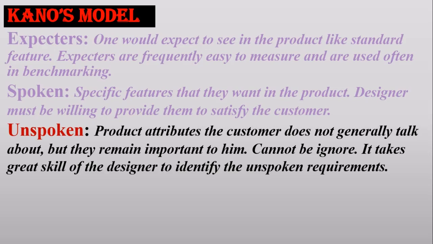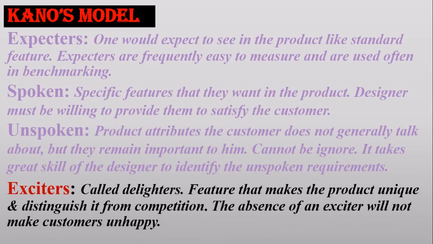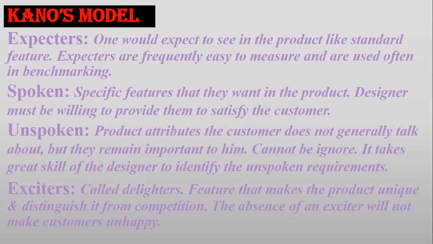It takes great skill from the designer to identify the unspoken requirements. It is the design team's part to identify the unspoken requirements, which must be included in the product even though customers do not mention them. And last is the exciter category, called the delighters: generally features that make the product unique and distinguish it from competitors. The absence of an exciter will not make customers unhappy. This is given by the design team to the customers, so customers can pay and be happy.